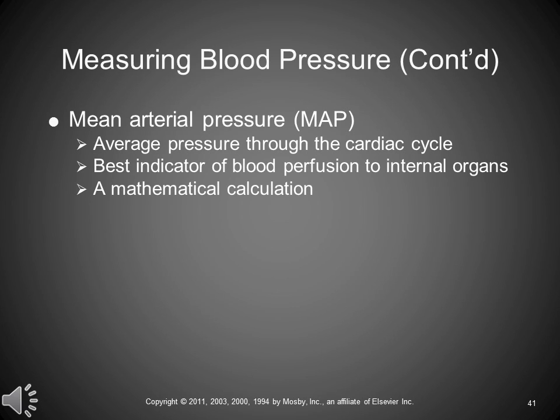Mean arterial blood pressure, very important. You've got to know your mean arterial blood pressure. That is an average. It's actually a mathematical calculation between the cardiac cycle. It is the single best indicator of blood perfusion to internal organs. And most of the machines you're going to get are going to give you systolic, diastolic, and mean arterial pressure. Take systolic and diastolic with a grain of salt, but pay real attention to your mean arterial pressure. That mean arterial pressure is what's going to give you your best indicator of how perfusion's going at that point in time. Look at mean arterial pressure first.